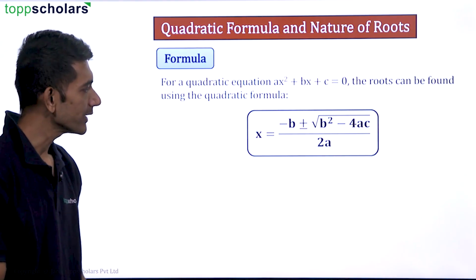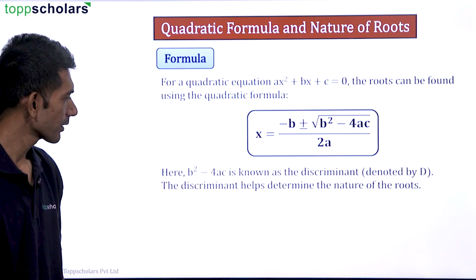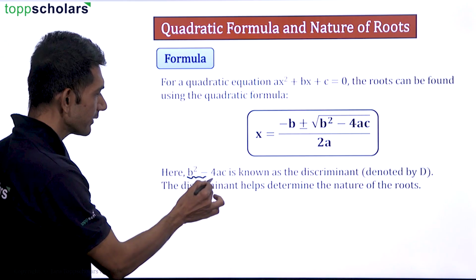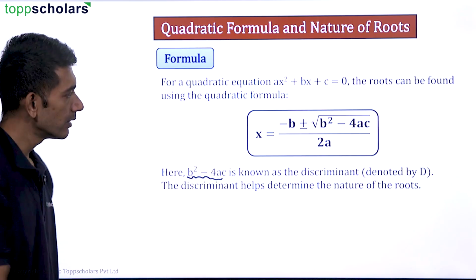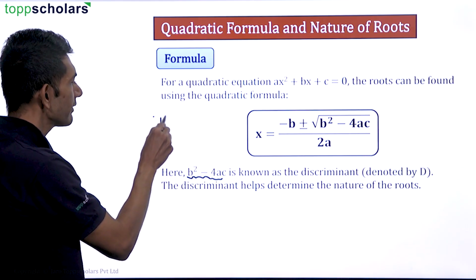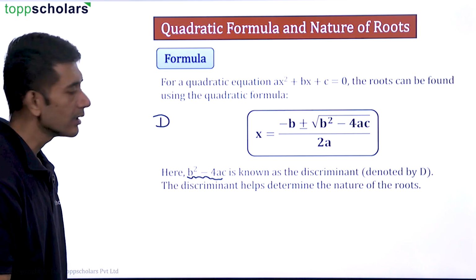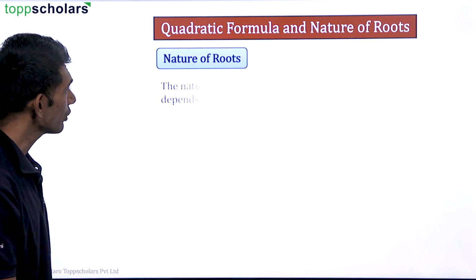That is x is equal to minus b plus or minus under root b square minus 4ac by 2a. So b square minus 4ac, that is the part inside the square root, is called the discriminant. It is denoted by d, which helps to determine the nature of roots. So let us talk about nature of roots now.